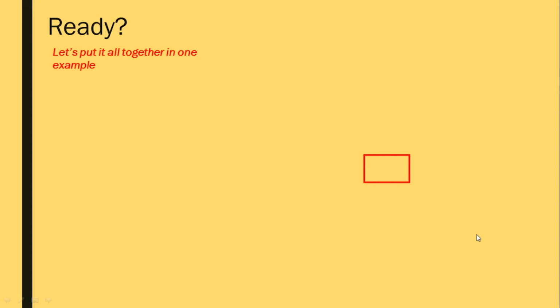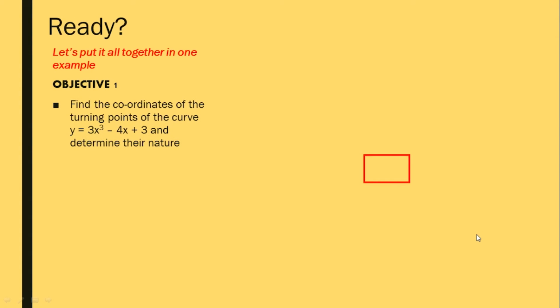Let's put it all together in one final example. We're going to find the coordinates of the turning points of the curve y equals 3x cubed minus 4x plus 3 and determine their nature. This phrase, determine their nature, means that you're going to work out whether they're maximum or minimum and define them. So you're not just going to give the coordinates, you're going to say whether they're maximum or minimum, even without drawing or sketching the graph yourself. Remember, sketching or checking in Desmos or something similar can be very beneficial, but you don't actually need it as it turns out, but it's good for checking your work.